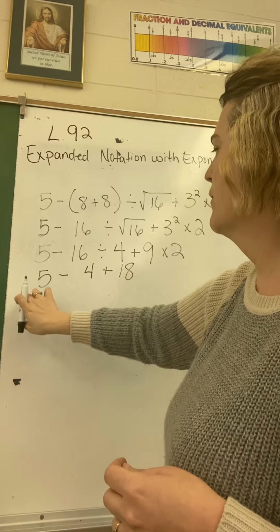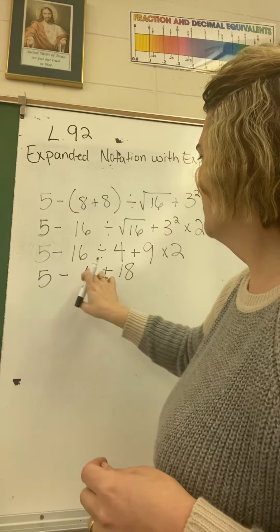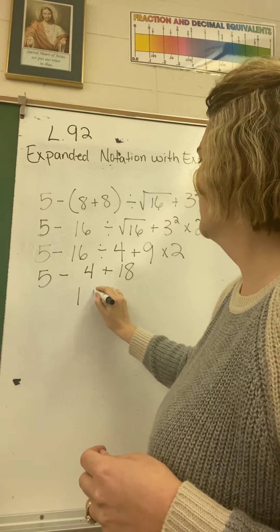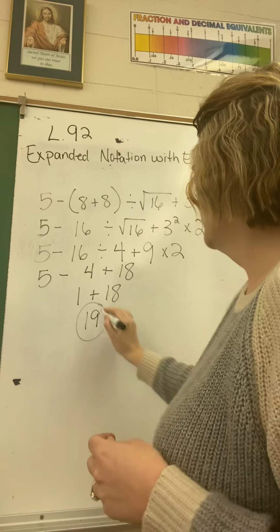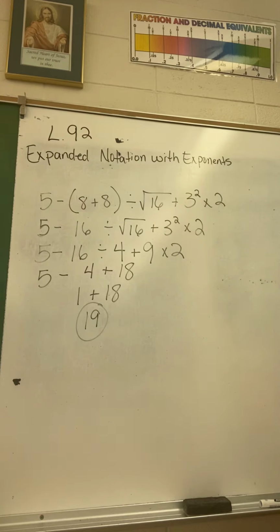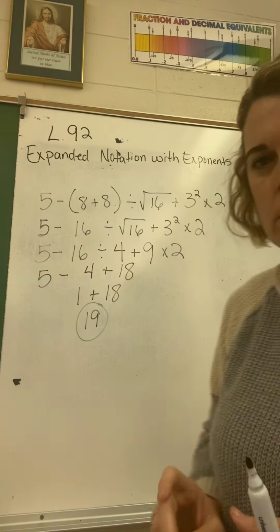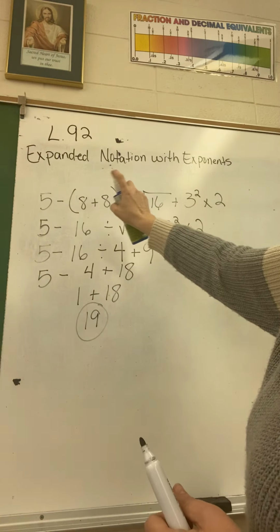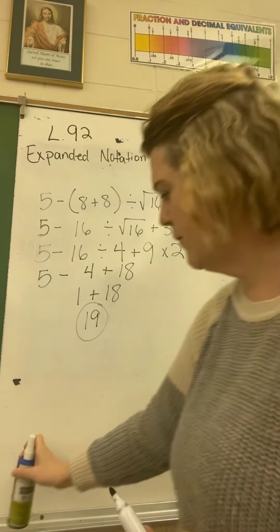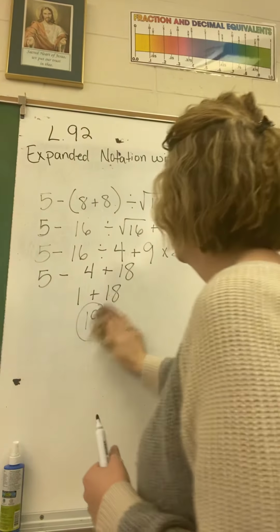Now we go in order from left to right again. 5 minus 4, which is 1, plus 18, and your answer is 19. Okay? We'll do more when we go over the practice set. I'm going to erase this, and there's one more new concept today. It's chock full of new concepts today.